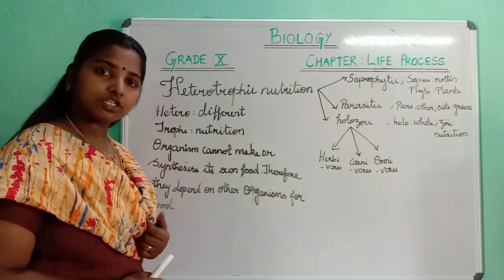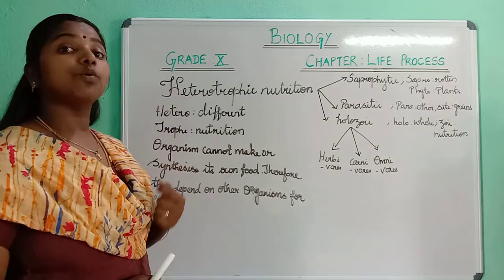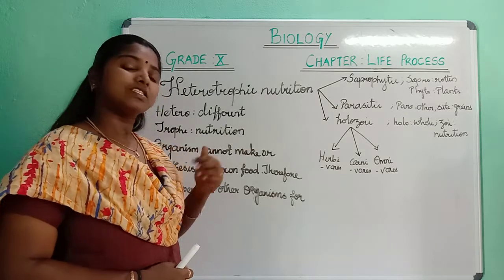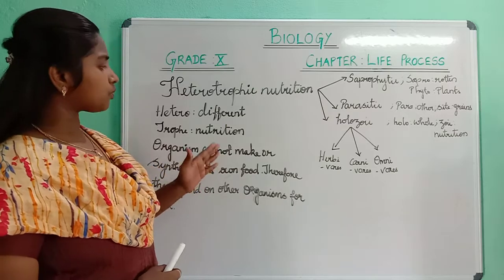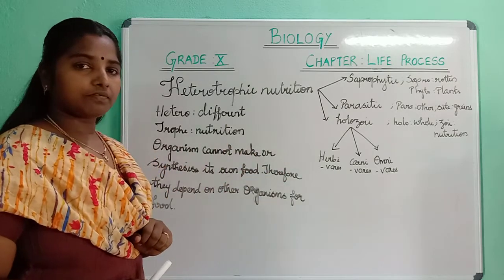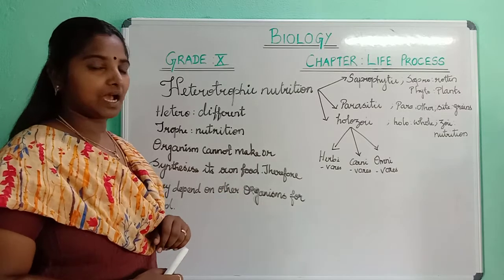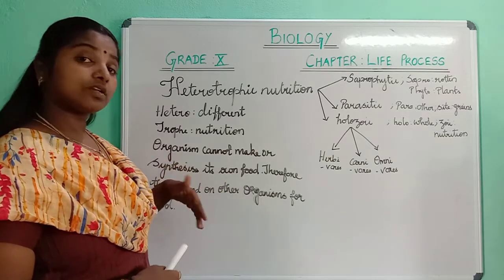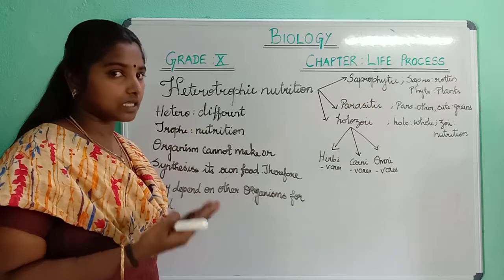Can you tell me the definition for autotrophic nutrition? So what is autotrophic nutrition? Just the opposite. Organisms which can make or synthesize their own food is called autotrophic nutrition. An example is plants. So in heterotrophic nutrition, they cannot make or synthesize their own food.